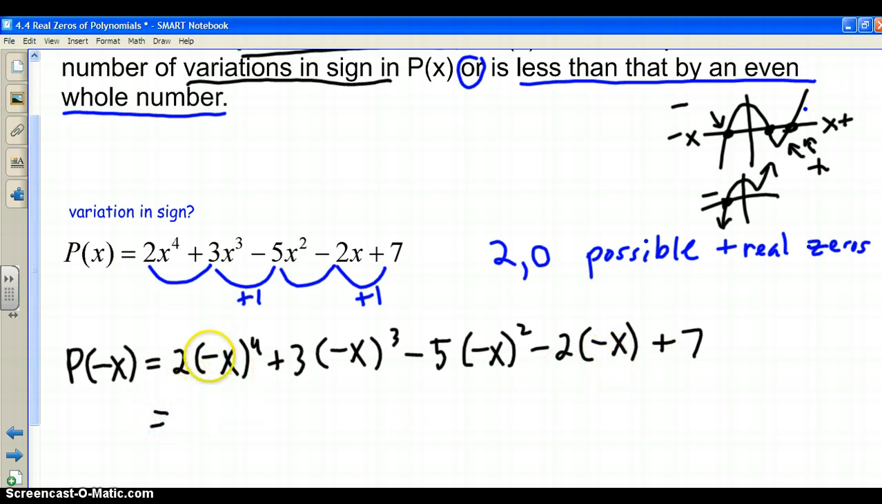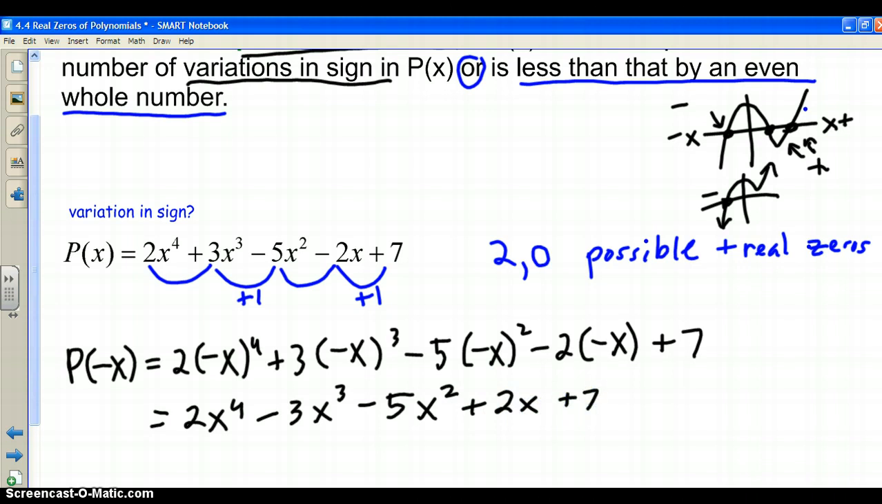And this, I hope you agree, a negative to an even power will always be positive. So this is really just 2x to the fourth. That's a positive term. A negative to an odd power will always be negative. So minus 3x to the third. A negative to an even power will be positive, but there's still a subtraction there. So we have minus 5x squared. Subtracting a negative will be like adding a positive there, and plus 7.